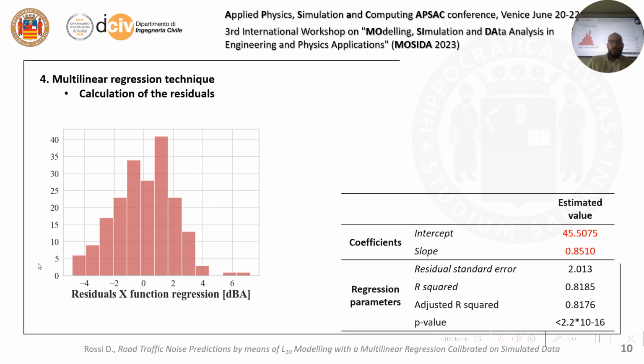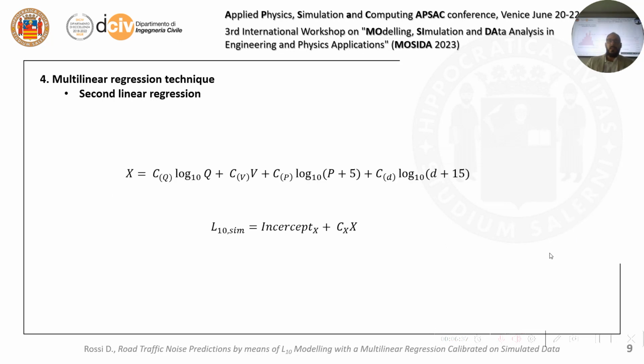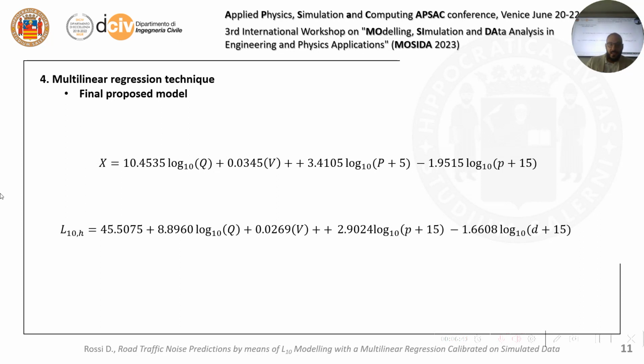Of course, we calculated the residuals of the multilinear regression, and we had the new intercept value and the new slope values. With these red numbers, together with the ones we just calculated, we have the final formula, the second one, by which we finally simulated the noise level.